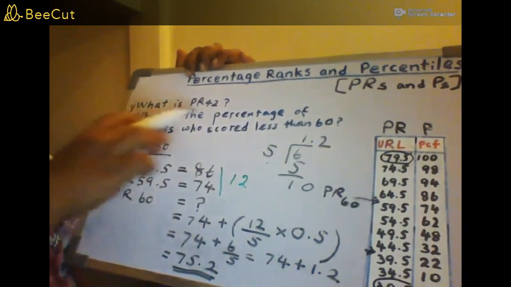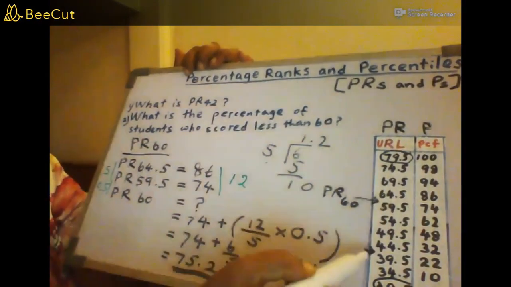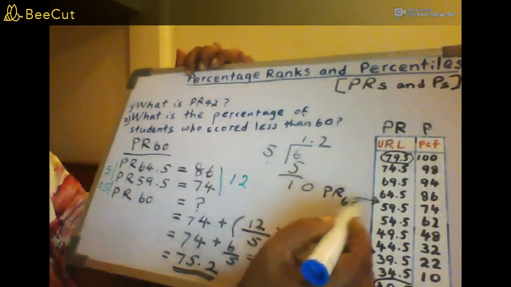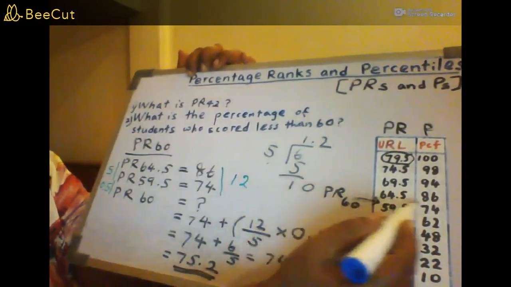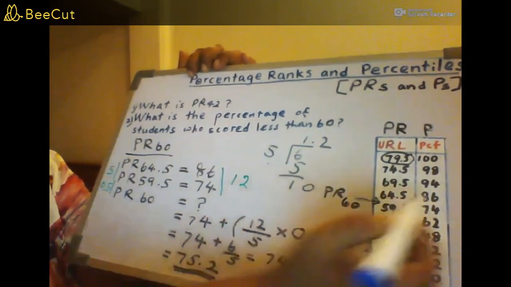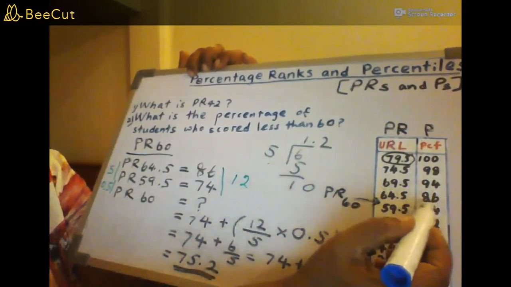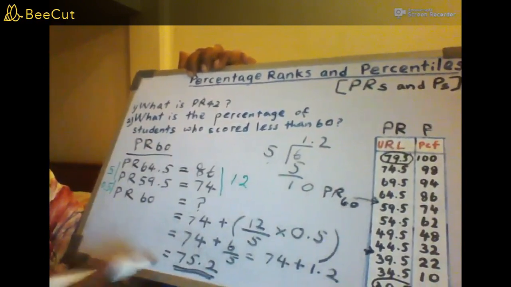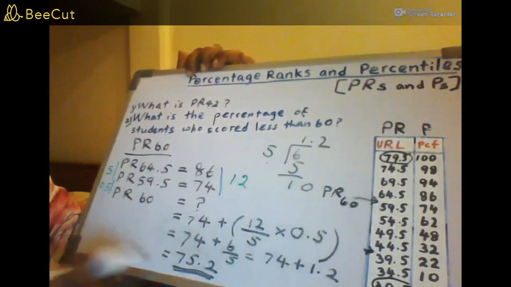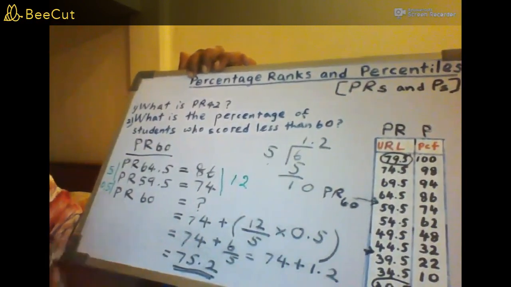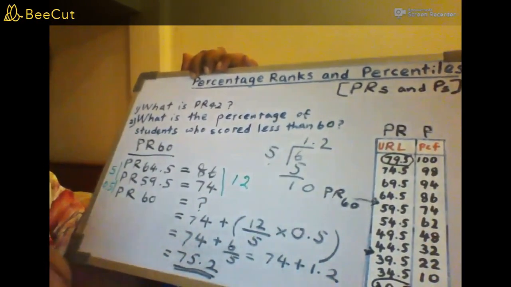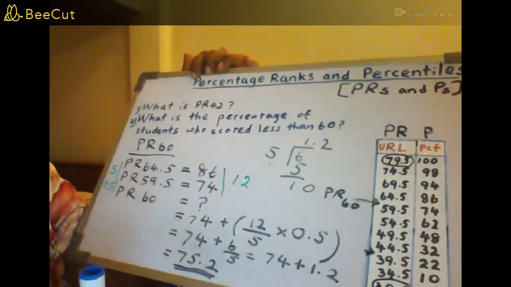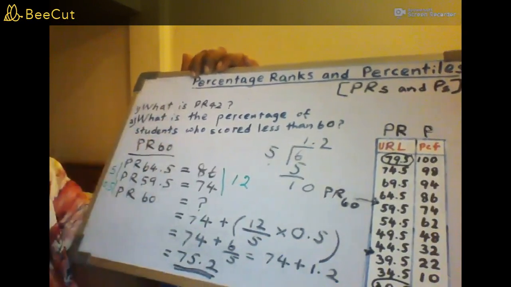What is the percentage of the mark 60? Percentage is 75.2. So here 75.2 is in between 86 and 74. All right. So today I am going to give you these problems on the percentage ranks.